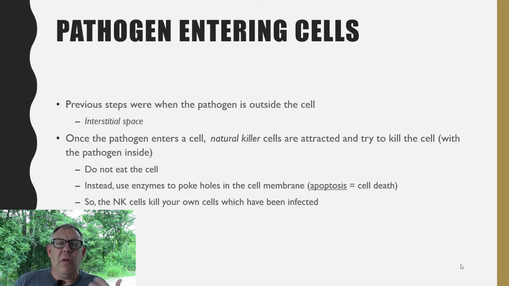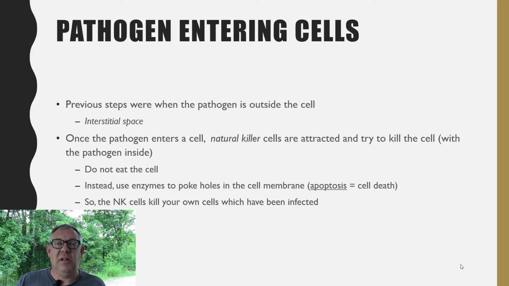Okay, so all that phagocytosis takes place when the pathogen is outside your cells. It's in the interstitial space, right? It's invaded your body, but it has not yet got into the cells. Once the pathogen gets into the cell, well, then you need a different strategy. Sometimes the macrophage can eat your own cell, but they're supposed to recognize your cells and not eat your cells. So if the pathogen is in your cell, there are other strategies.